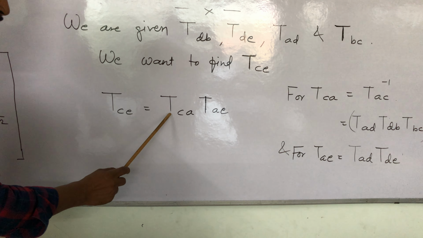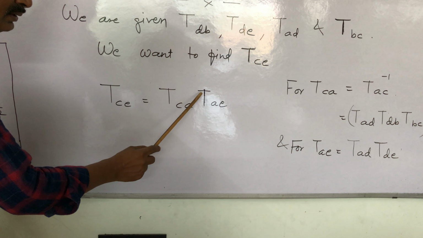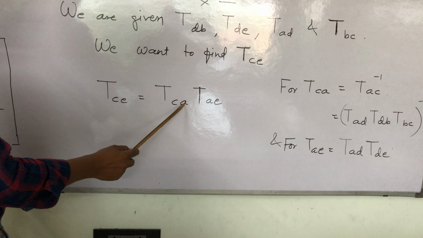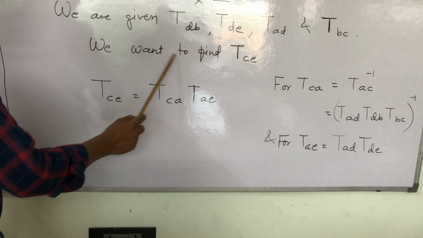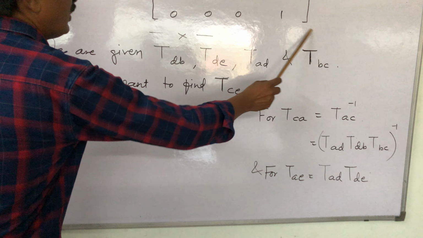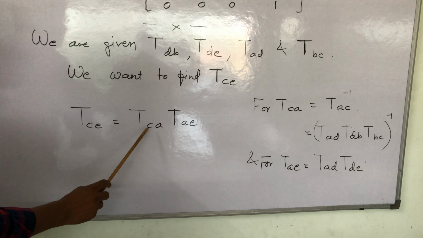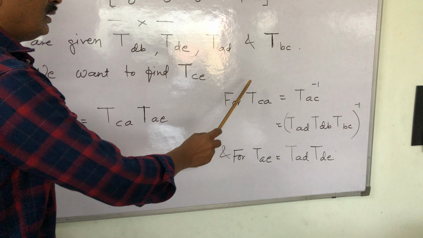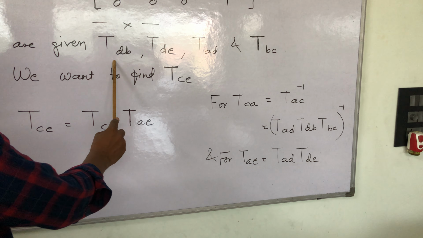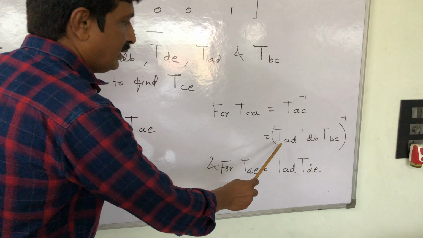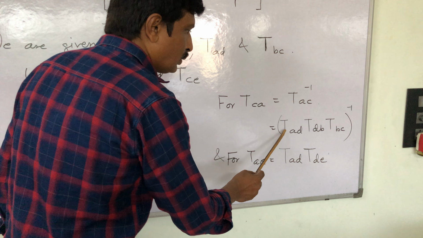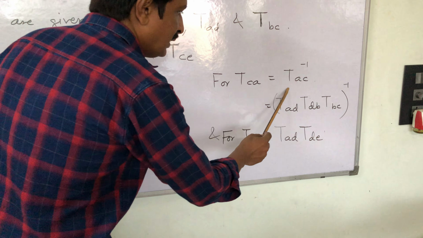So TCE is what? We can write TCA into TAE. This matrix transforms E into A, and this matrix transforms A into C. So as a whole, it transforms E into the C frame. So for TCA, using these 4 matrices, we can find TAC. How? TAD, TDB and TBC. C to B, B to D, D to A. Those as a whole, inside the bracket, is TAC.